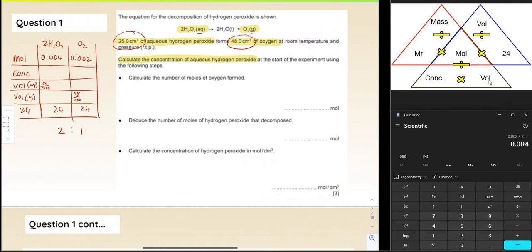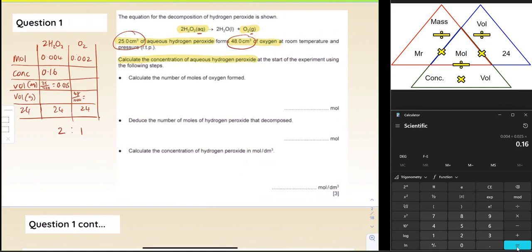And now I've got my moles and my volume here of my aqueous solution. So I've got my number of moles on my calculator already, 0.004. I'm going to divide that by 0.025 because that's what 25 over 1,000 is. Divide by 0.025. That gives me 0.16. So my concentration is 0.16 moles per decimeters cubed.